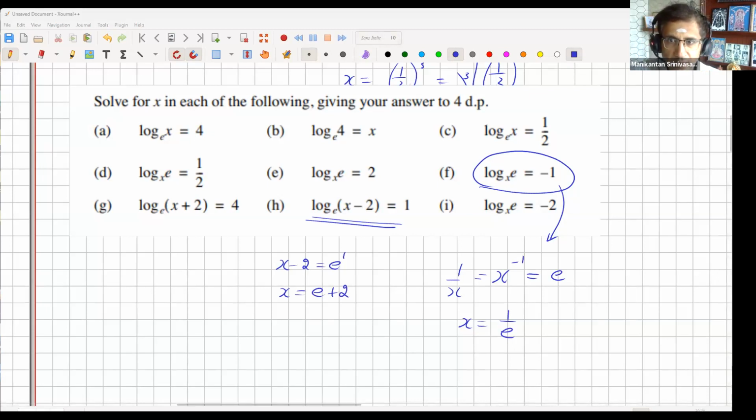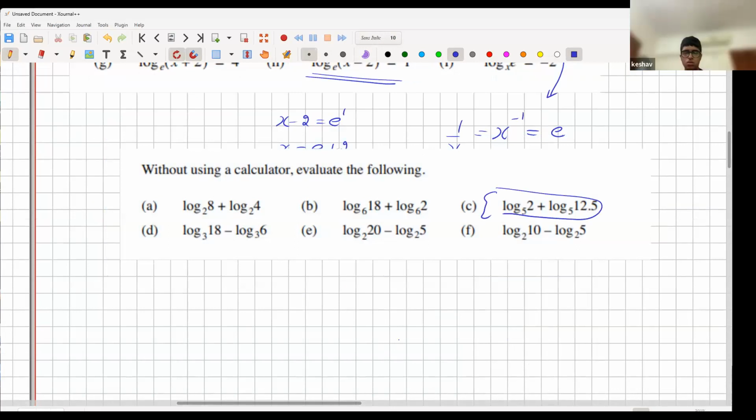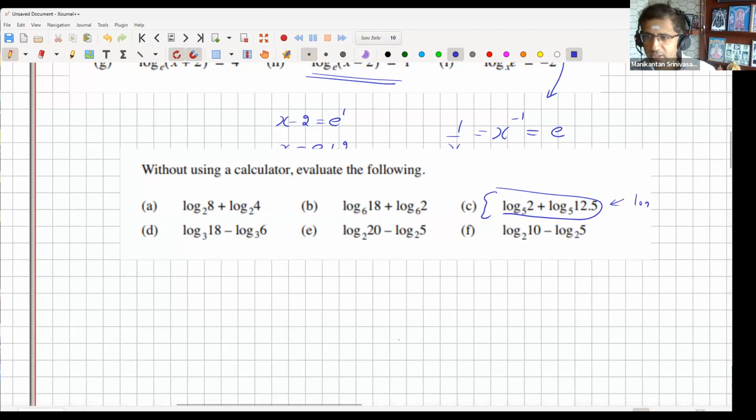Okay, without using calculator. Okay, Keshav, can you do this question C without using calculator, guys? 2, right? Because log 5, that's the log 25. Exactly. Log of 2 times 12.5, which is log 25 to the base 5, I'm sorry. Therefore, it's 2.